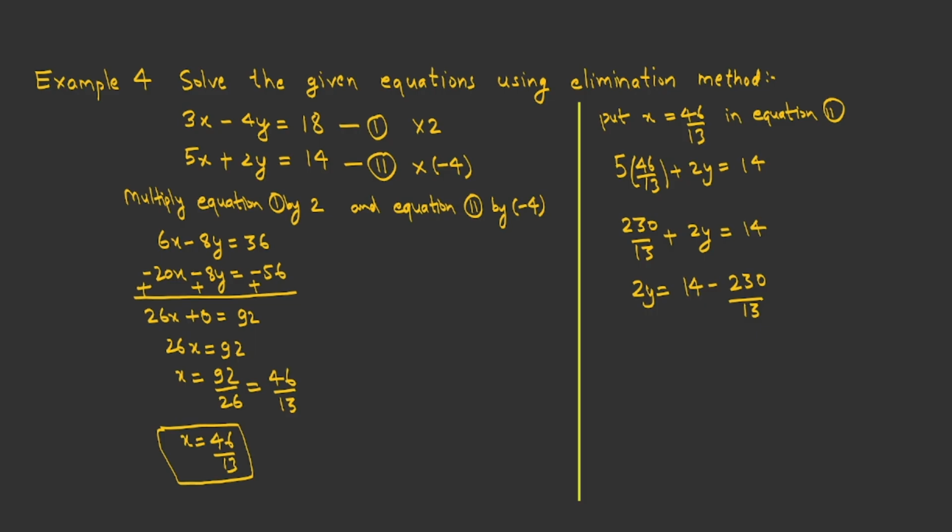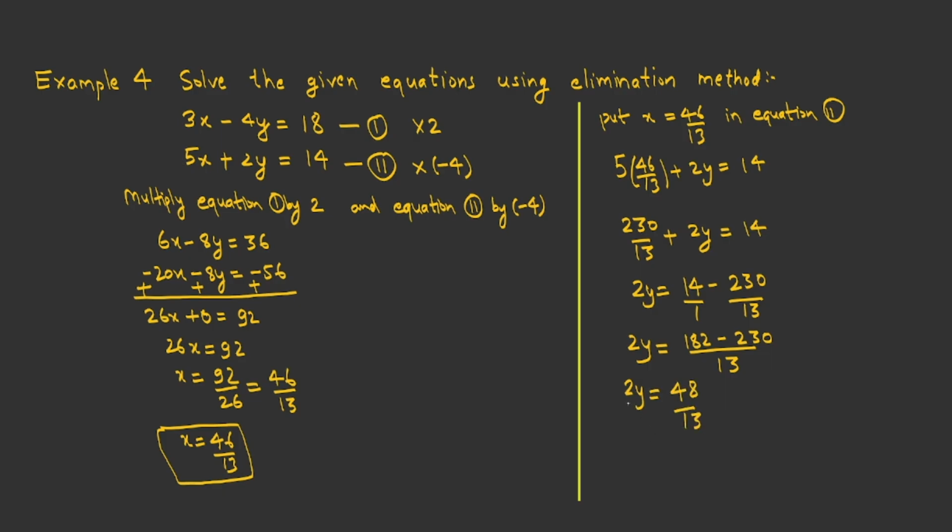So from here what you have to do, you have to take LCM of 1 and 13. You will get 2y is equals to 13. Do the cross multiplication. 182 minus 230. So you will perform this operation and you will get the value as 2y is equals to 48 by 13.